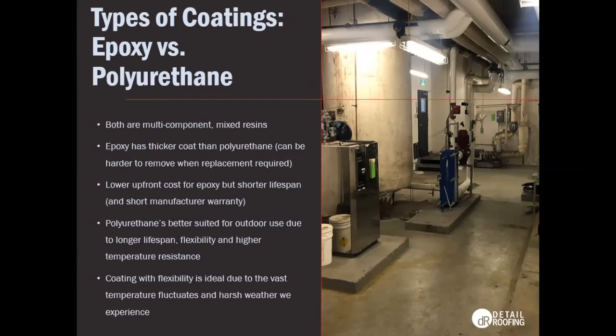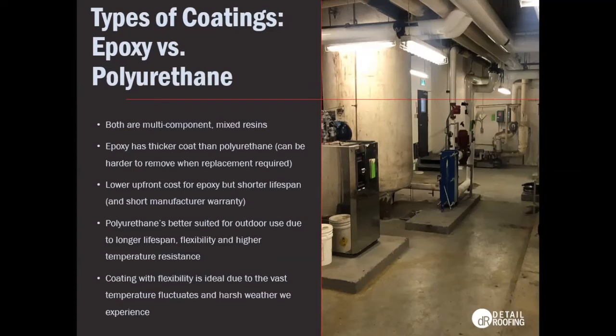With the epoxy, there is a lower upfront cost. The polyurethane is more costly upfront. However, the epoxy does have a shorter lifespan, and for that reason also has a shorter manufacturer's warranty. Polyurethanes are better suited for outdoor use, not only due to the longer lifespan, but also because of the flexibility of the product and the higher temperature and UV resistance.